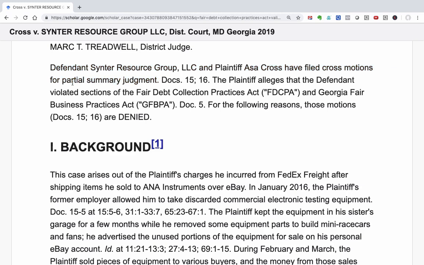Now you'll notice this says partial summary judgment. That's where you're not asking that the entire case go away, but just parts of it, something less than the whole, will not be submitted to the jury. In other words, the judge will decide.